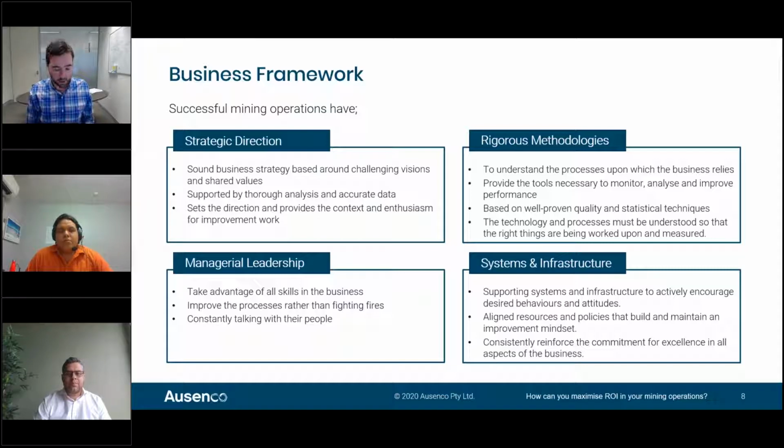And the systems and infrastructure is a bit of a case of horses for courses, where you need the right systems and infrastructure to empower people and make sure they know what they're doing and working collaboratively. And ultimately that aligns and motivates people to do the right thing and reinforces, I guess, a commitment for excellence.